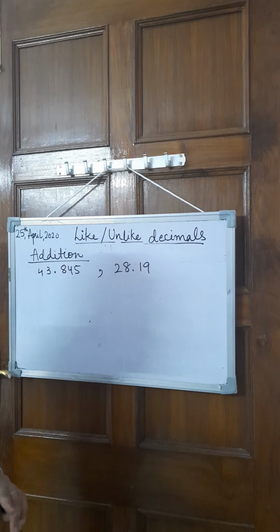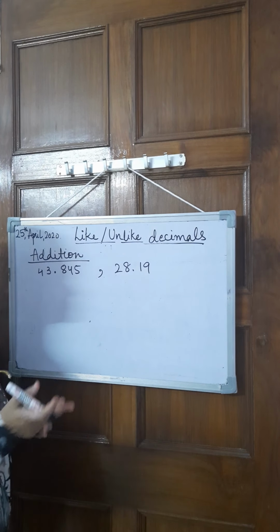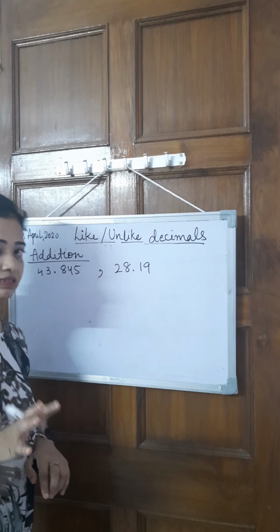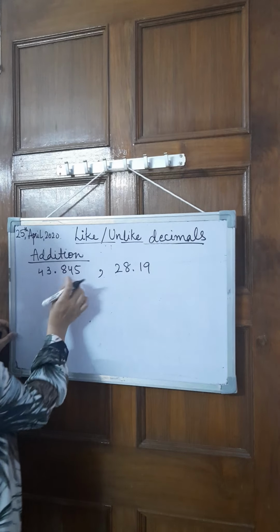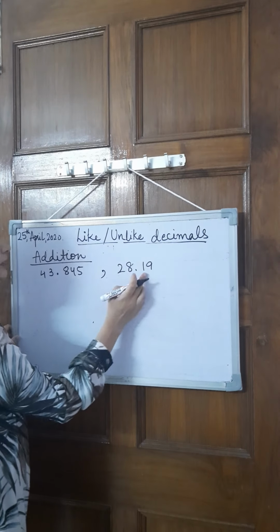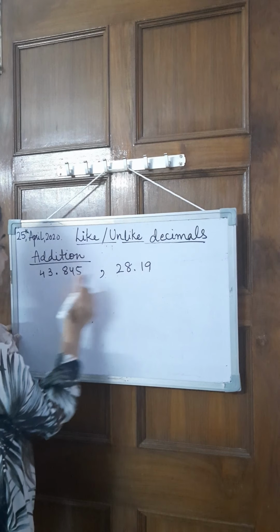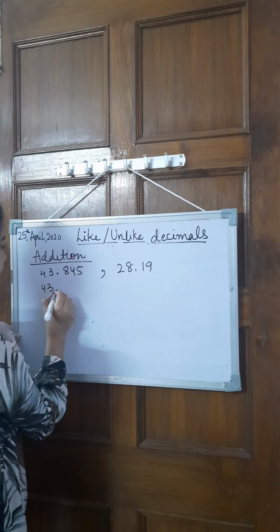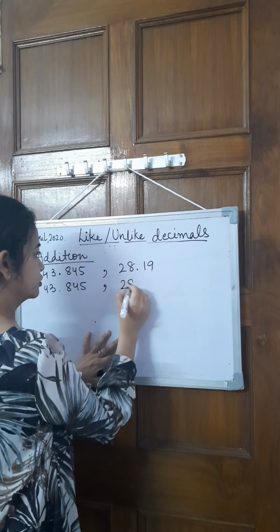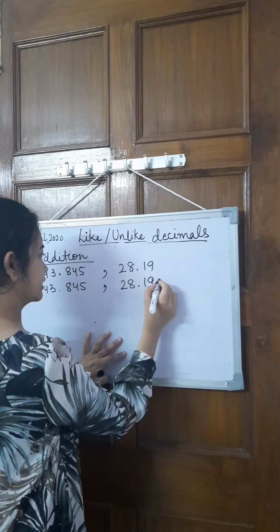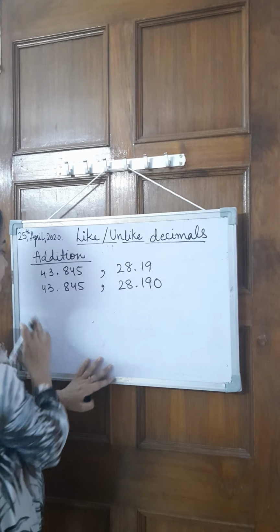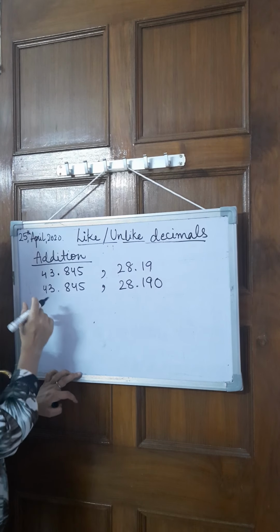Okay, so as I said, when I add or subtract decimals, I have to convert them to like decimals and then we add and subtract them. So let's quickly compare the number of places after the point, 3 places and 2 places. So I have 1 place less here. So what else can I do? I can write 28.190. So 3 places and 3 places. Okay. Now we can solve them.